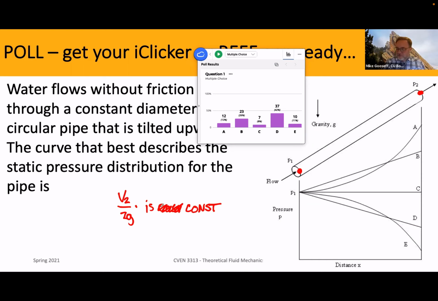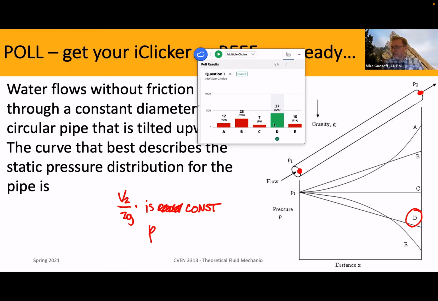So V squared over 2g is consistent. Then the change in pressure is also going to be a straight line. And in this case, because Z is increasing, we have to end up going with D. So D is the right answer. It's because Z is increasing as we go along this flow line. V squared over 2g is constant. Therefore, P has to decrease, and it's going to be linear because the increase in Z is linear as well.